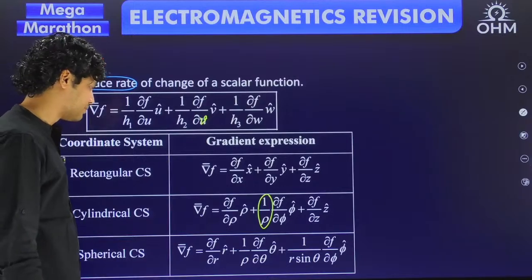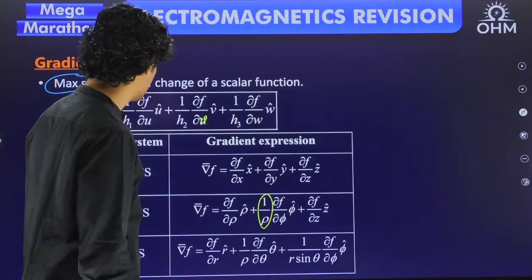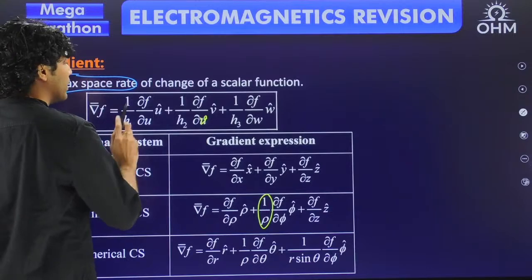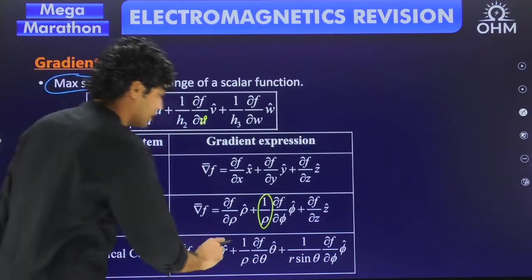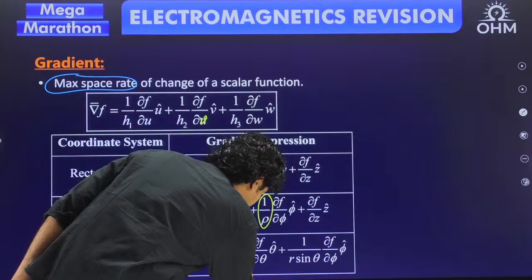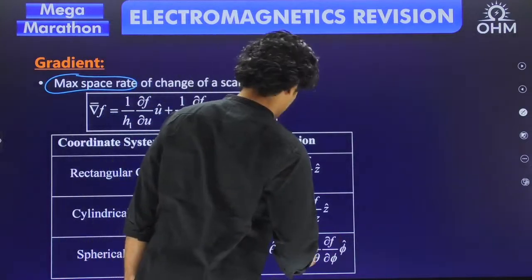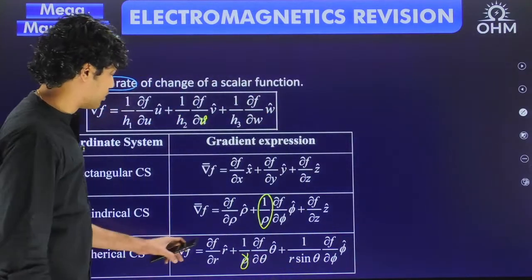And the last one, in the spherical coordinate system, the scale factors are 1, r, r sin theta. There is rho given here wrongly. This should be r. So here it should be r. So the same terms you are having.